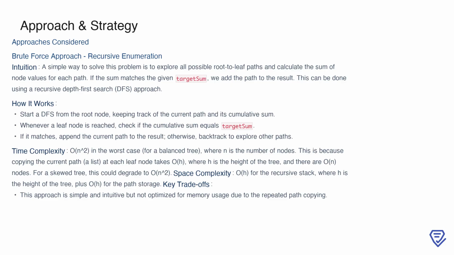Specifically, copying the current path at each leaf node can be costly in terms of time, especially for larger trees. In the worst case of a balanced tree, the complexity can reach n squared, where copying the path contributes to the overhead. Additionally, it requires extra memory for the recursive stack and the storage of intermediate paths, which may not be optimal for certain scenarios. While this approach is easy to understand, its memory inefficiency makes it less practical for larger or deeper trees.